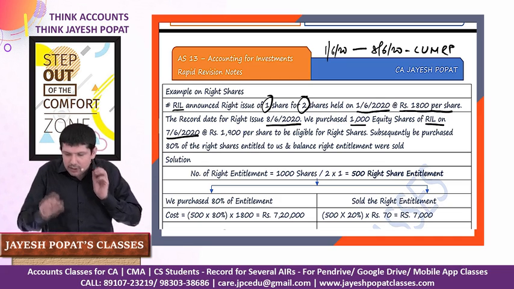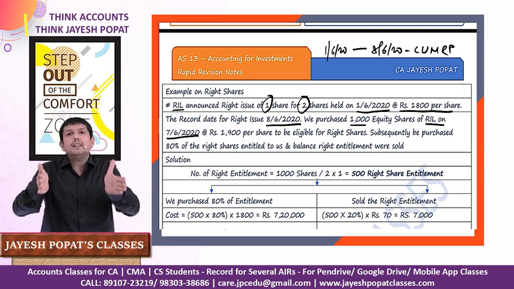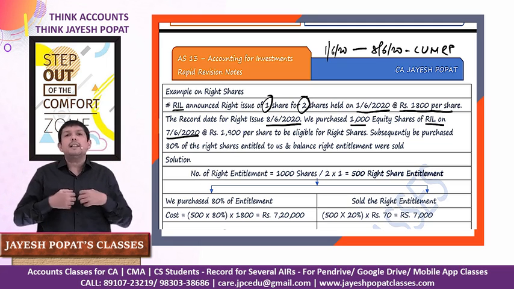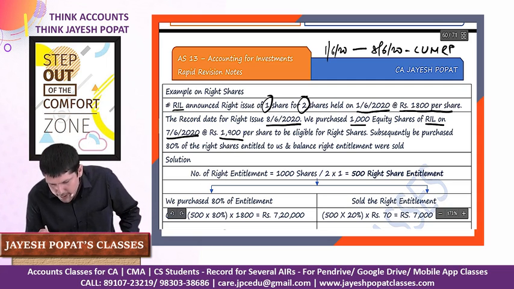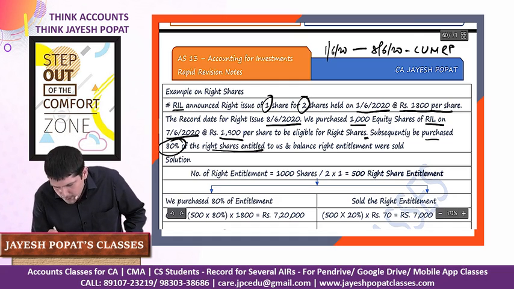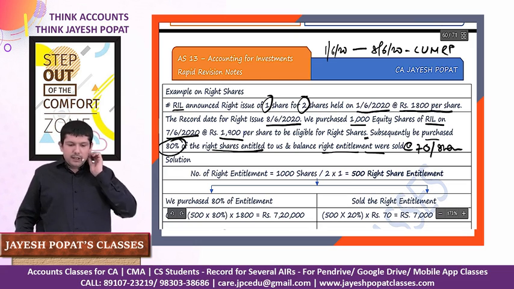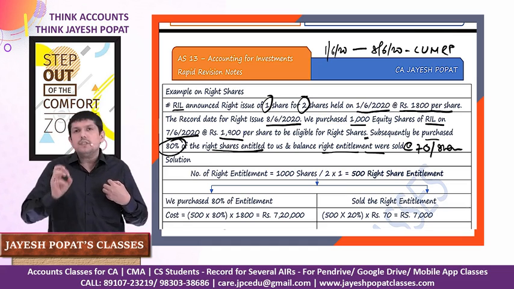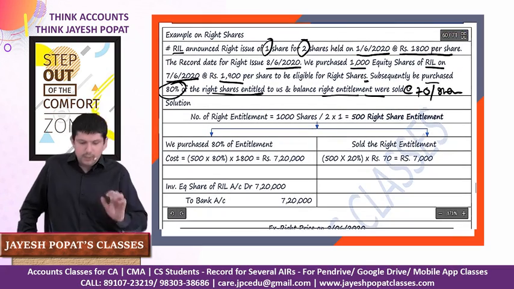So we have acquired 1000 shares of Reliance on 7/6/2020, which is between the announcement date and the record date. So the price at which we are buying it is known as a cum right price. We bought it at 1900 per share. To be eligible to get the right shares, subsequently we purchase 80% of the right entitlement available to us, and the balance right entitlement was sold at the rate, you can write, let's say 70 per share. So 80% of right shares we purchased and 20% of the entitlement we sold to somebody else who wanted to buy these shares. Now we'll see how to deal with it.